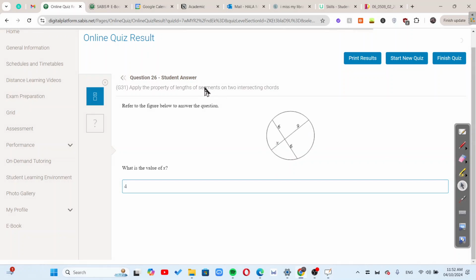Now last question, intersecting chords. This is the easiest thing. This chord times this chord equals this chord times this chord. So 6 times 6 equals x times 9. It's 36 equals x times 9. 9x equals 36. That's how you solve this question.